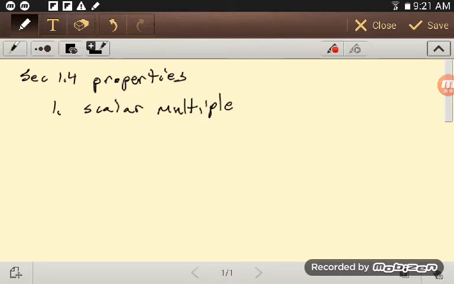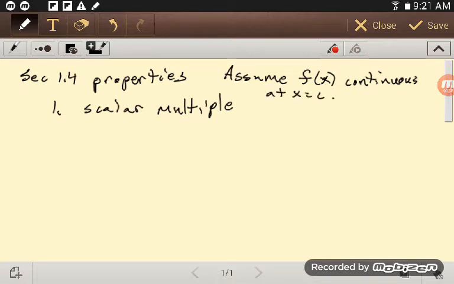So properties, I'm going to write up here, assume f of x continuous. And you read into that, at a point at c, right, at x equals c. So now it may be on a whole interval, but the continuity itself we think of at a point, scalar multiple. So something like a times f of x is continuous.